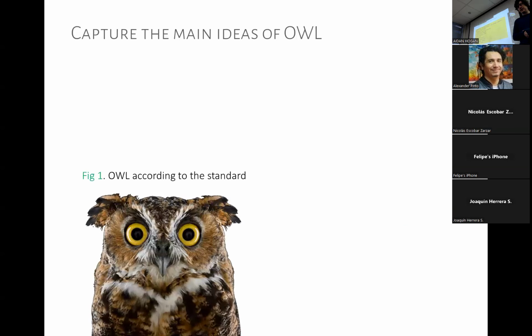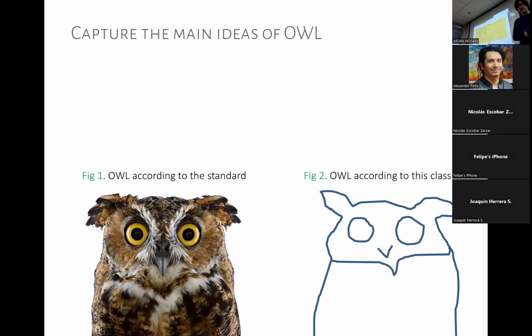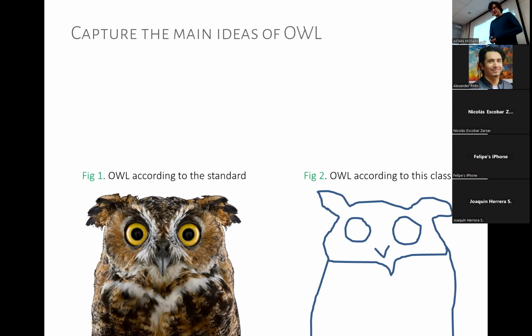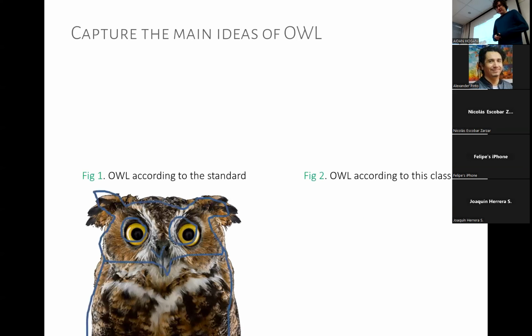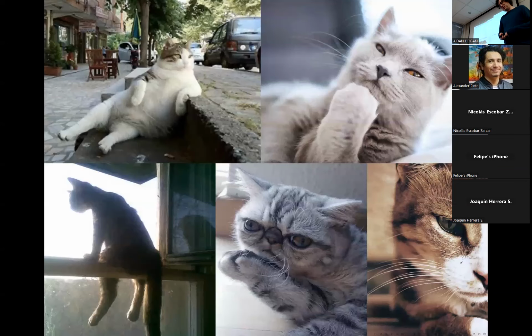We're going to try to capture the main ideas of OWL. Here we see OWL according to the standard, and here OWL according to this class. There are some details that I'll talk about at a higher level, but as we can see, it's not a bad approximation. We're also going to talk about more conceptual issues. It's a postgrad course, so we'll get into some more theory, but hopefully not too heavy and understandable.